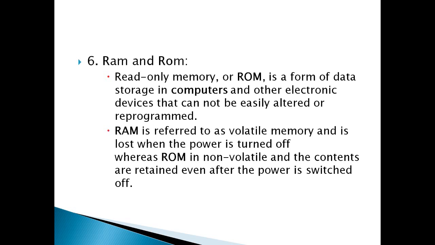The next thing is RAM and ROM. RAM and ROM are basically memory types. ROM is called the read-only memory. It is a form of storage in computers and other electronic devices that cannot be easily altered or reprogrammed. ROM contains the information about the basic computer system. It contains the information about the motherboard model, the processor installed, the RAM type to be installed, the hard disk that has been installed. All these basic necessary instructions needed to run the computer.